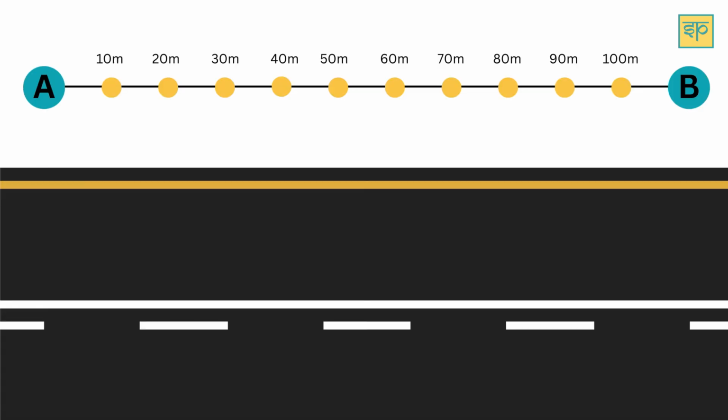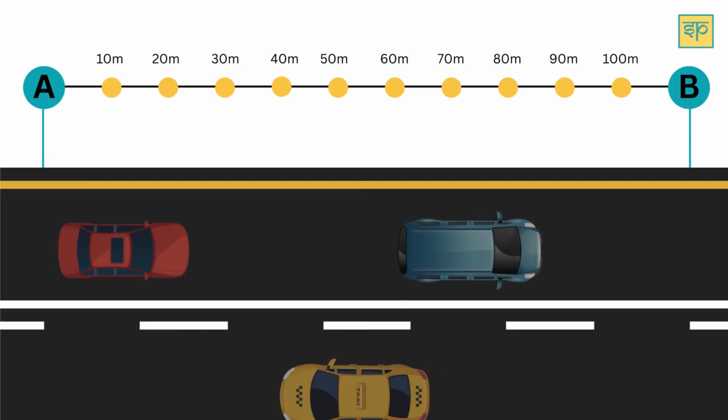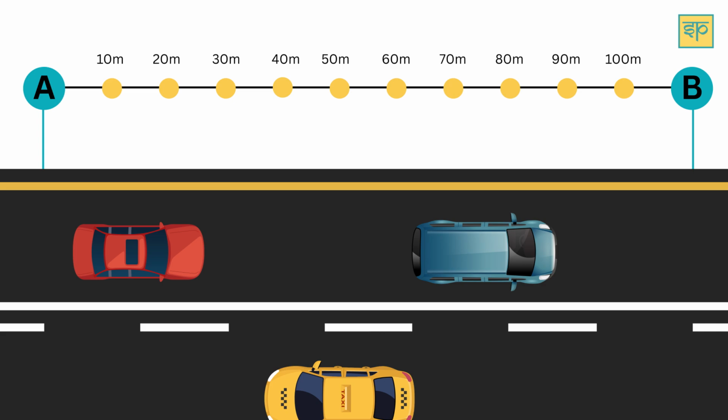Now, let us understand the interval and offset feature and how it works. Interval is the distance between each stakeout point along the line. For example, if the line from point A to point B is 100 meters long and you set an interval of 10 meters, SurveyPod will automatically create stakeout points at 10 meters, 20 meters, 30 meters, and so on along the line.